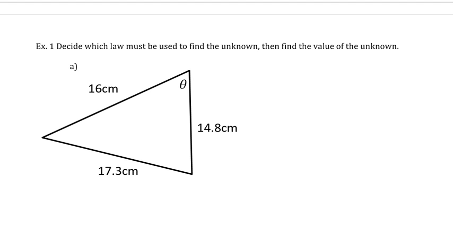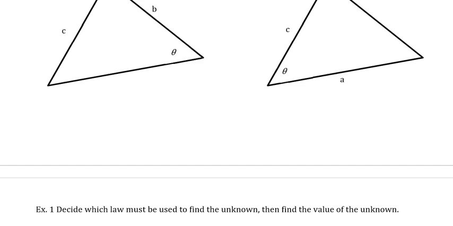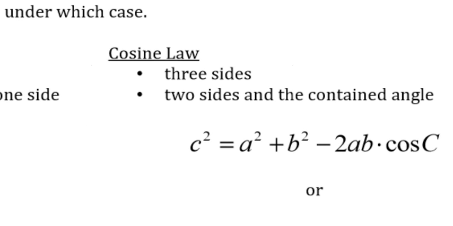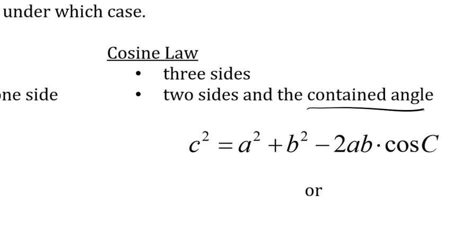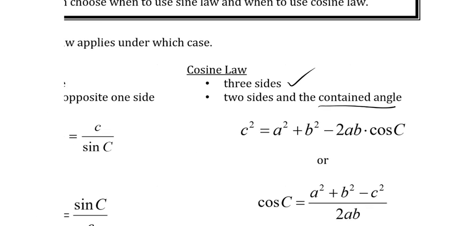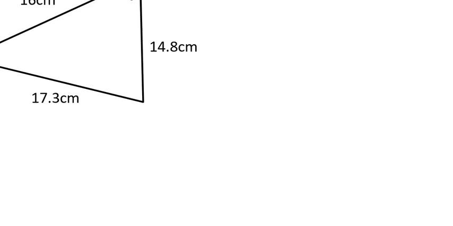Well, I have all three sides. That's what I was looking for. Two sides, I'm looking for the angle between. I don't know it, right? That's what those conditions are talking about. Two sides and the contained angle means it's given, like you know the angle. But you're right, for cosine law, one of the conditions is that you're given all three sides. I should have been more clear about that.